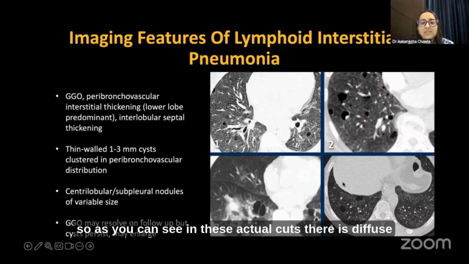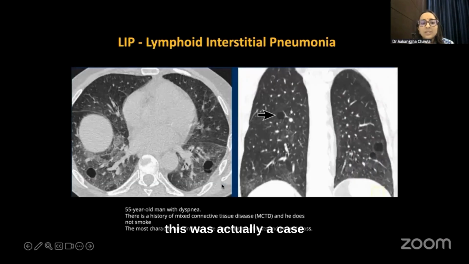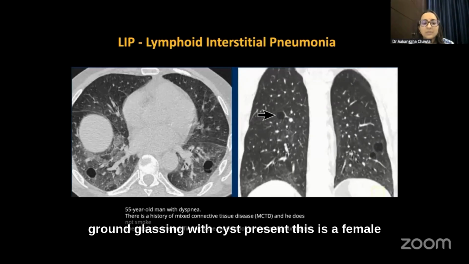So as you can see in these axial cuts, there is diffuse ground glassing in the background and presence of cysts along with the ground glassing seen in all the axial cuts. So this was actually a case, as you can see in both the axial and the coronal cut, there is ground glassing with cysts present.